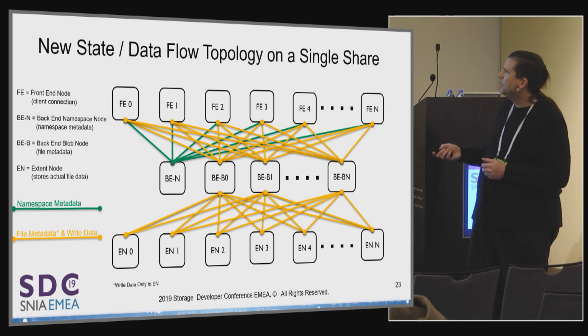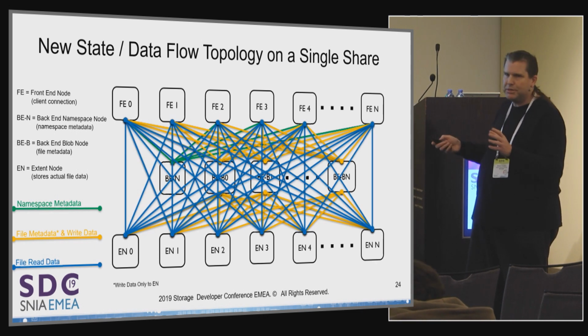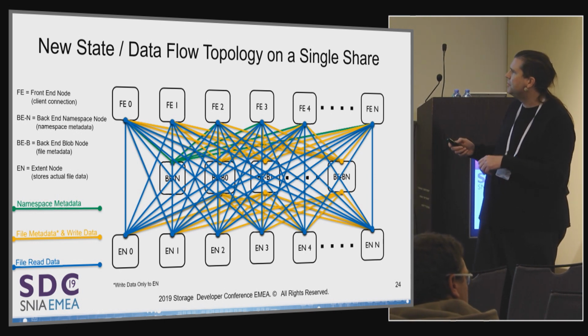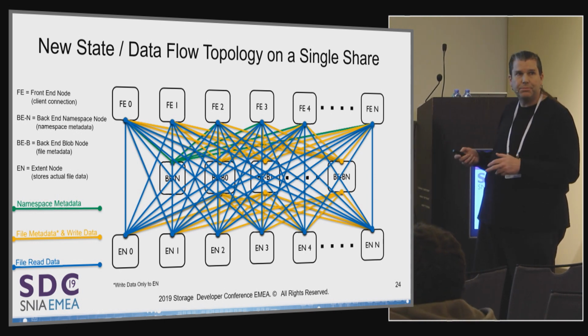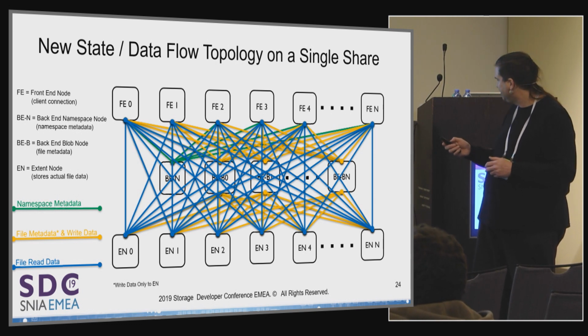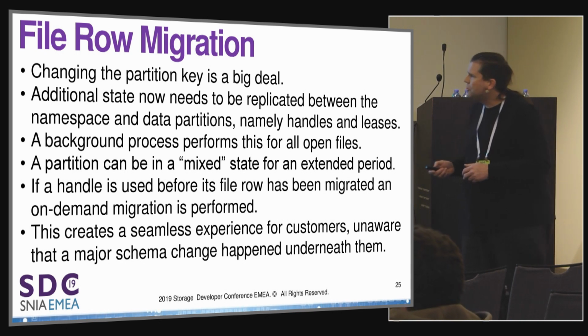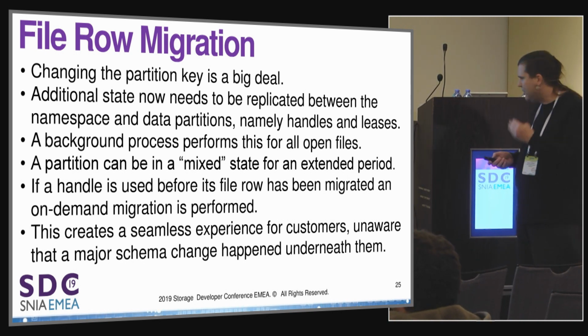And then again, the reads are all many-to-many. So you can see here there's still room for optimization in terms of this file metadata, the namespace metadata, if it proves to be a significantly limiting factor. So we have this change in schema, which is actually a pretty big change.